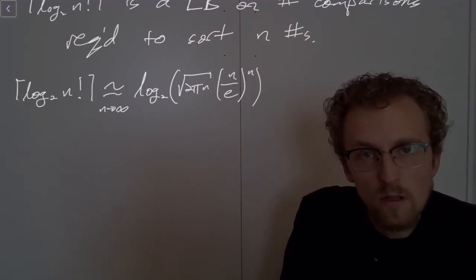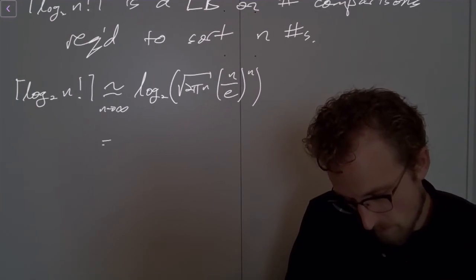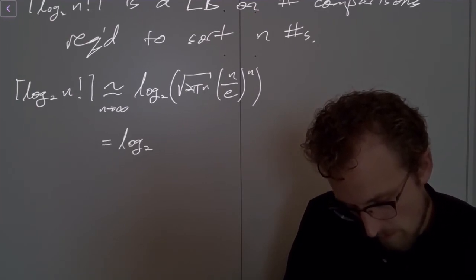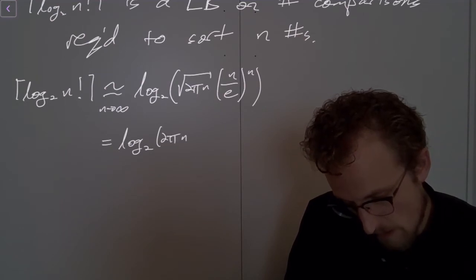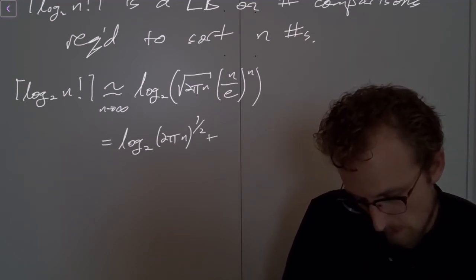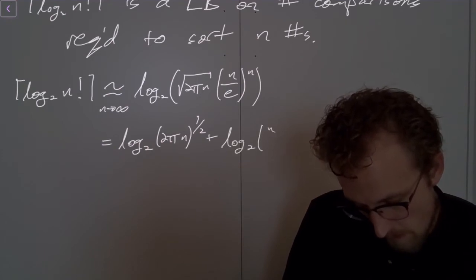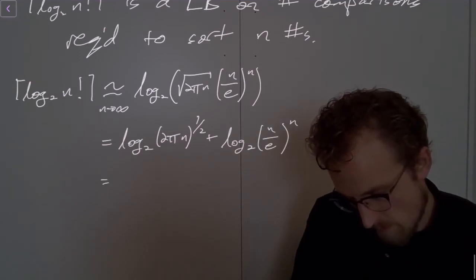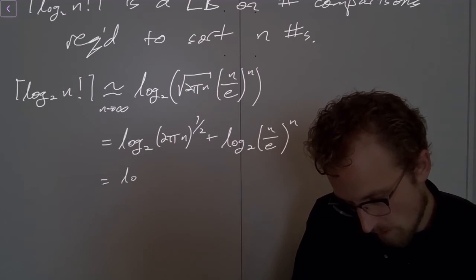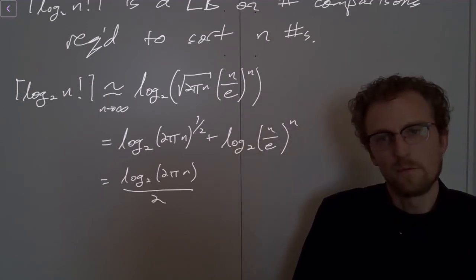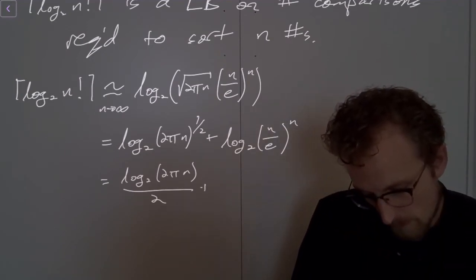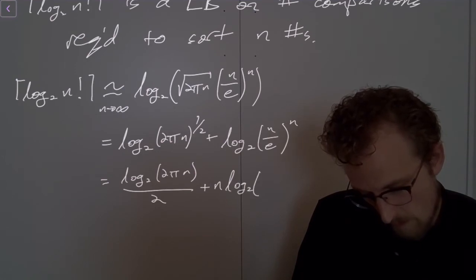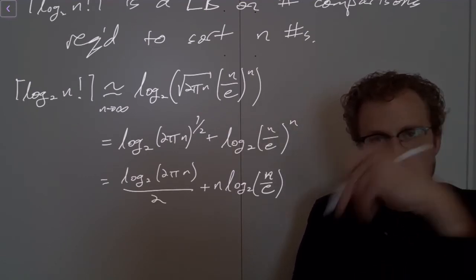Now we can start to use our log rules to simplify this. So this is equal to the log base 2 of 2 pi n to the 1/2, plus the log base 2 of n divided by e to the nth power. So this now is equal to log base 2 of 2 pi n, over 2, where we take that 1/2 and pull it out, plus n log base 2 of n divided by e. Again, we use the log rule and we pull that n out.